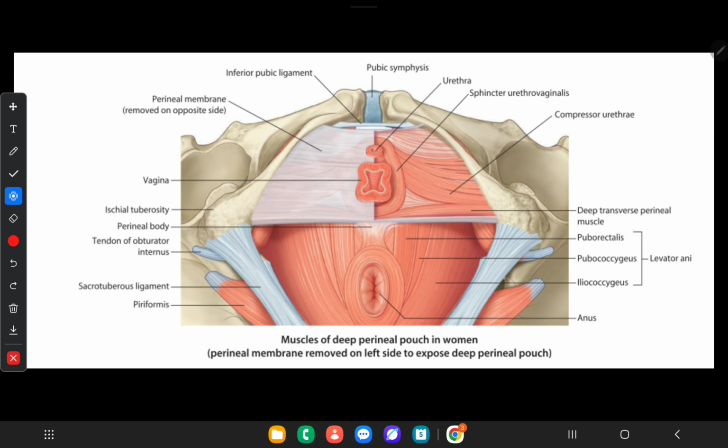This diagram shows the deep perineal pouch in females. Here also on this side the perineal membrane is removed. You can see the urethra and the vagina. You can see in the deep perineal pouch the sphincter urethrovaginalis muscle, and the compressor urethrae, and the deep transverse perineal muscle. The rest are the same in the anal triangle.